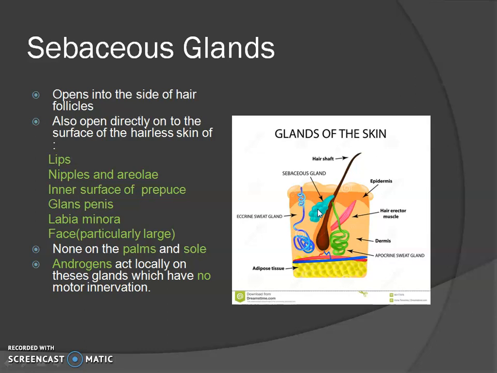The hairless skin of the lips, nipples, areola, inner surface of prepuce, glans penis, and labia minora are the areas where these sebaceous glands open directly onto the surface. There are none on the palms or soles. They are particularly large on the face. Androgen acts locally on these glands which have no motor innervation.